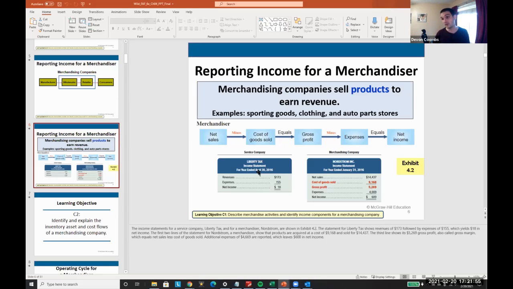I could ask you questions on what would an income statement look like for a service company versus what would it look like for a merchandise company. Or I might ask you how to make sure you calculate net income or gross profit, or how are they different?